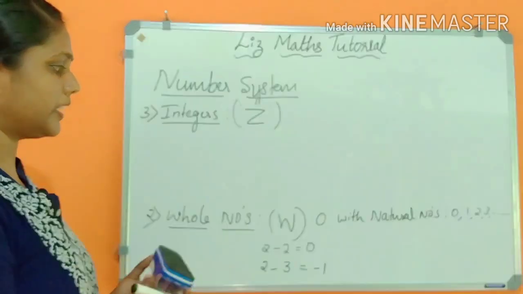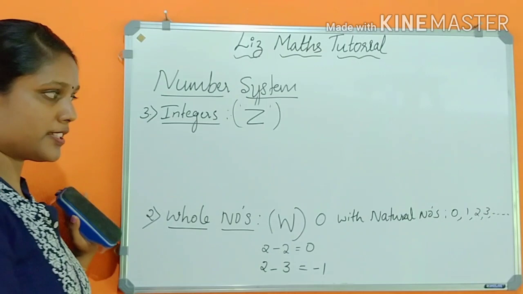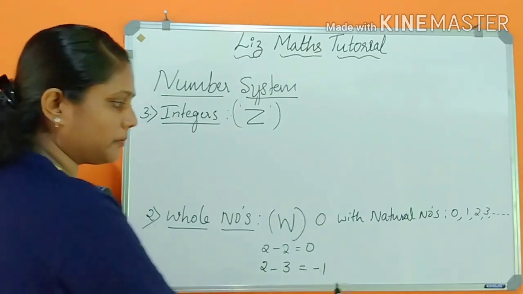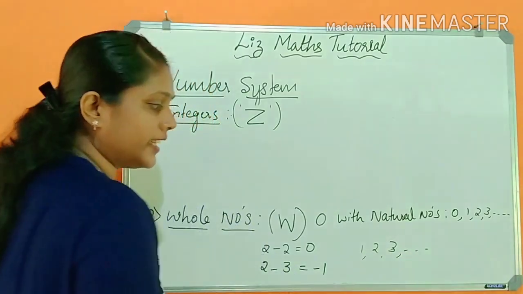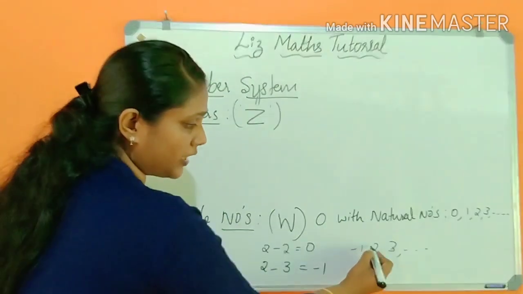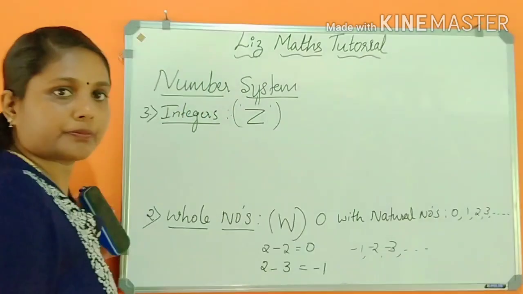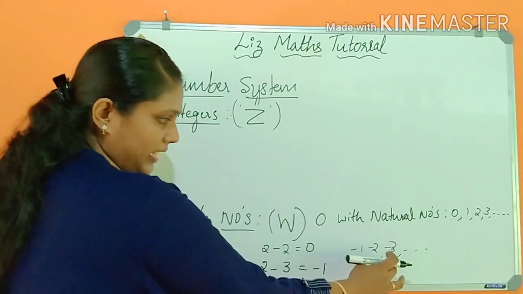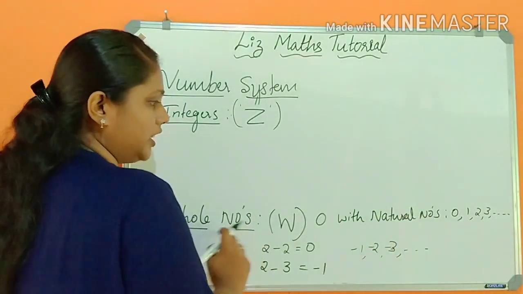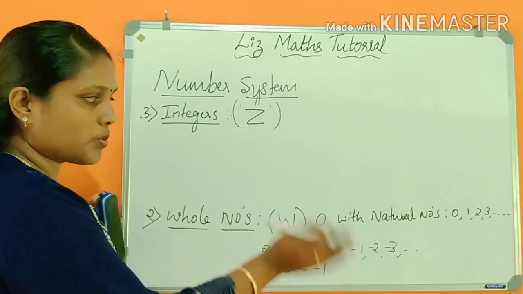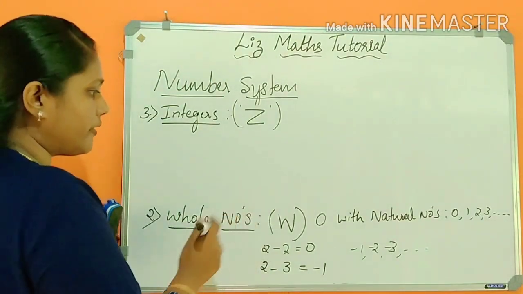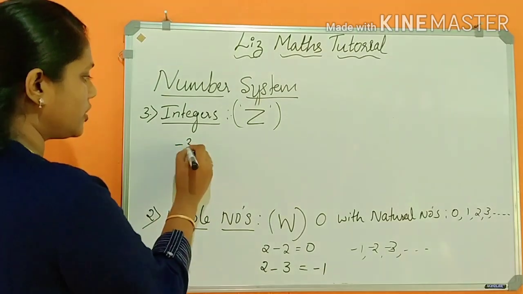Integers are nothing but the negative numbers of natural numbers. Which are the natural numbers? Natural numbers are 1, 2, 3, etc. Isn't it? The negatives of the natural numbers, together with the whole numbers, give what? Integers. Negative of natural numbers. See that? Negative of natural numbers.